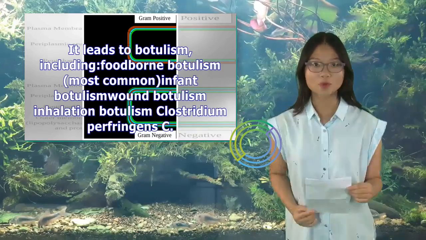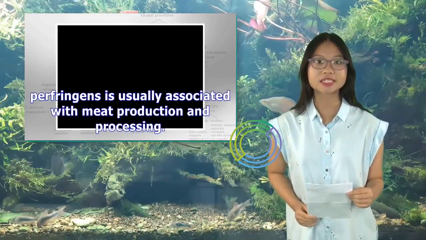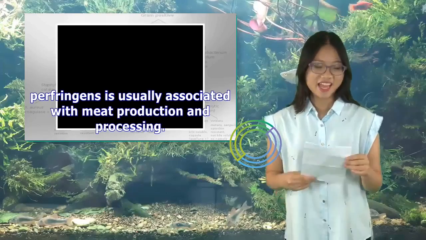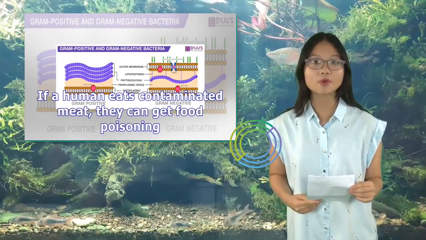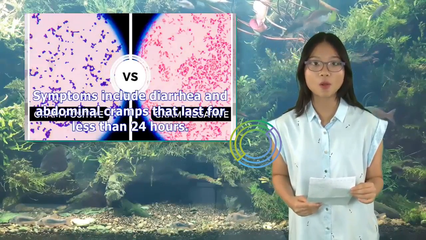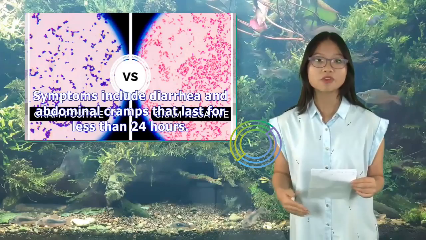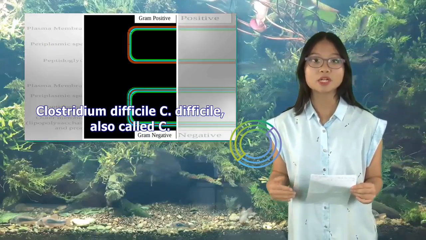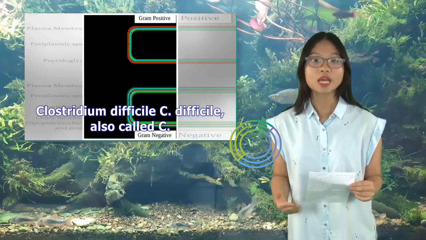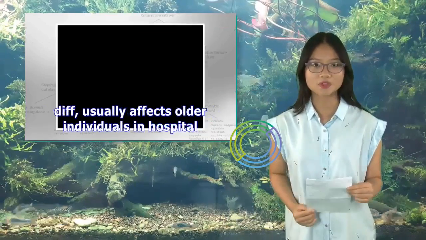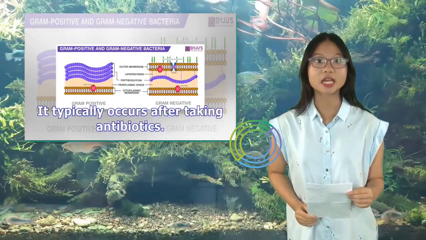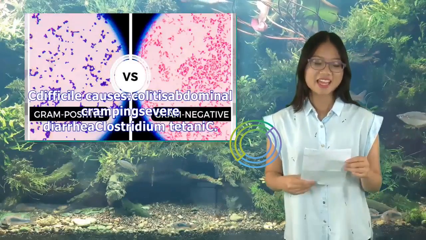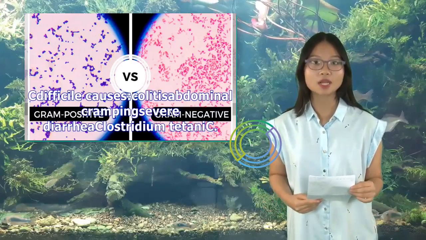Clostridium perfringens. C. perfringens is usually associated with meat production and processing. If a human eats contaminated meat, they can get food poisoning. Symptoms include diarrhea and abdominal cramps that last for less than 24 hours. Clostridium difficile. C. difficile, also called C. diff, usually affects older individuals in hospital. It typically occurs after taking antibiotics. C. difficile causes colitis, abdominal cramping, and severe diarrhea.